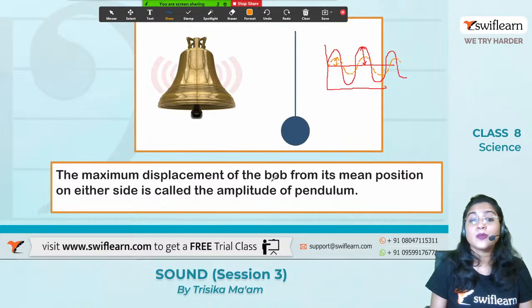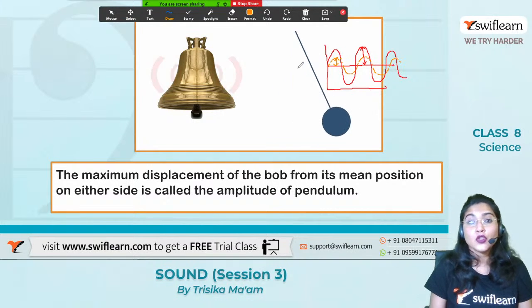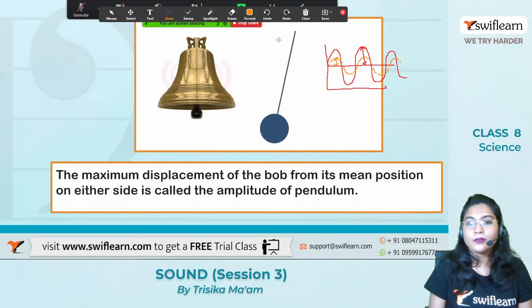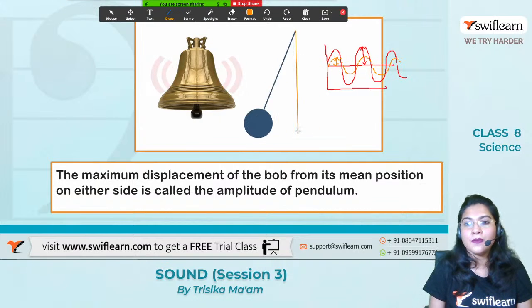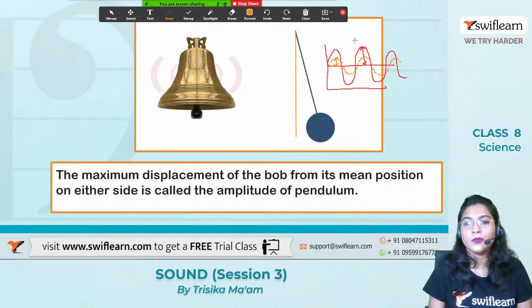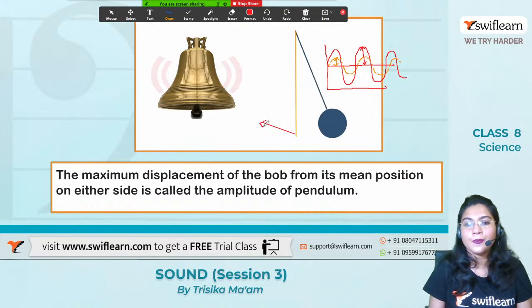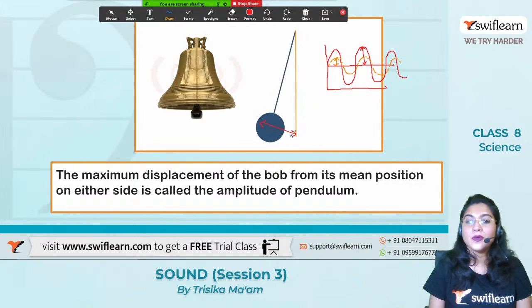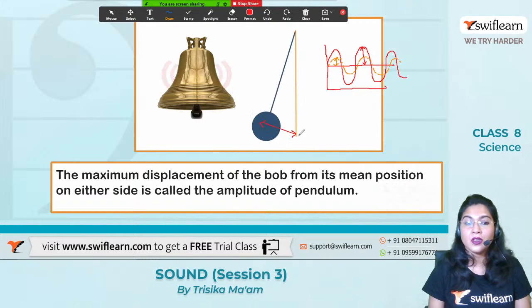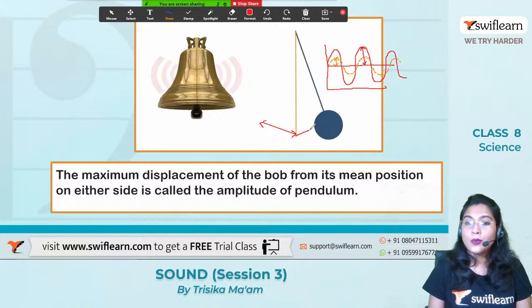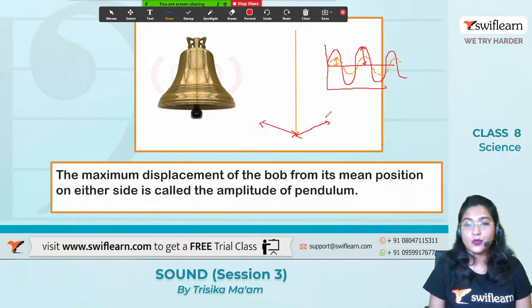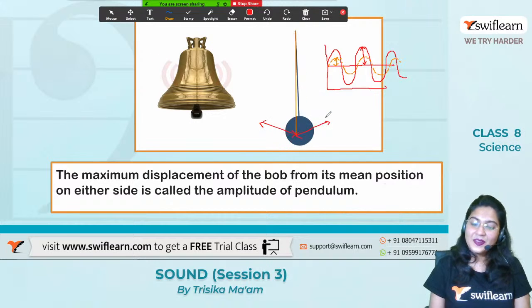Exactly. So the maximum displacement of the bob in case of this oscillation, if I think about it, this is the mean position. So what will be the distance between the mean position and the extreme end of the bob? We can say that this one is the distance between them. So this maximum displacement of the bob from its mean position on either side, it can be over here also, or we can also say over here. The same distance is traveled over here also. This is known as the amplitude of the pendulum. Clear, right? Up to this much clear?